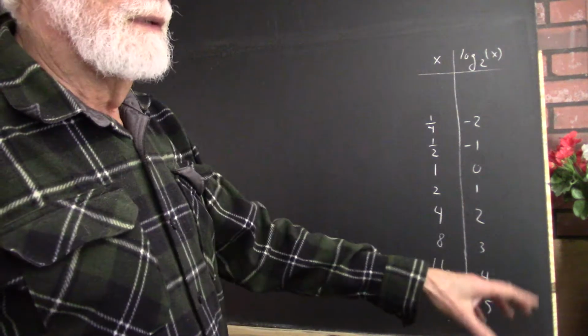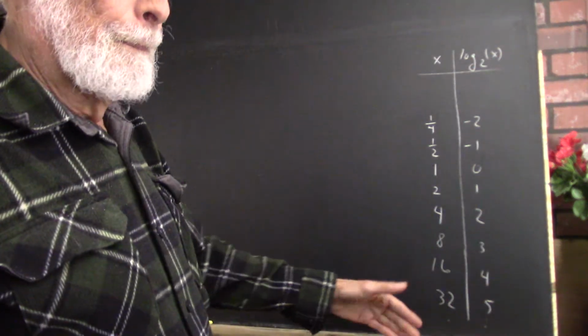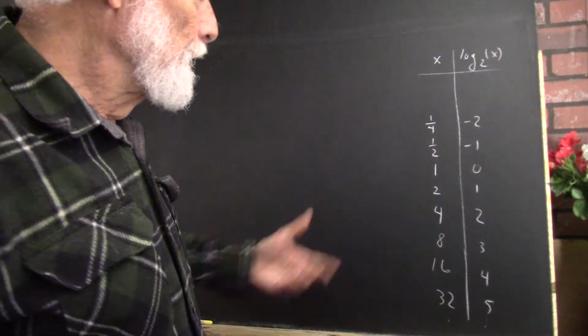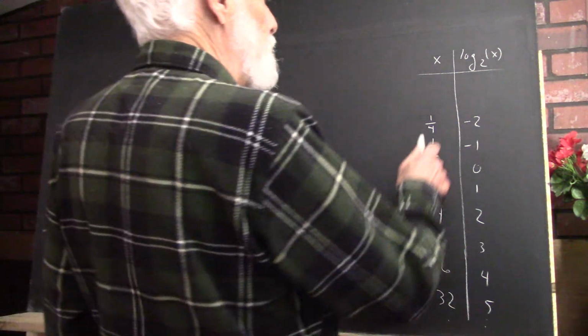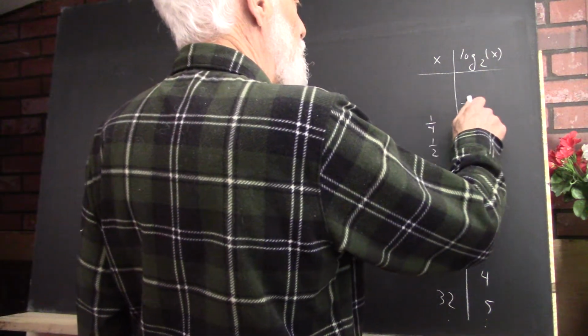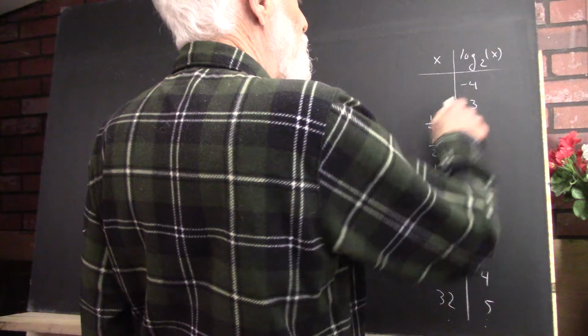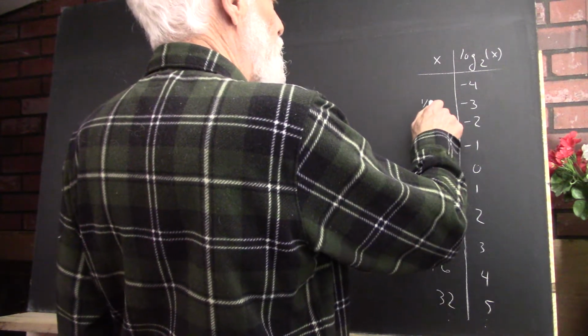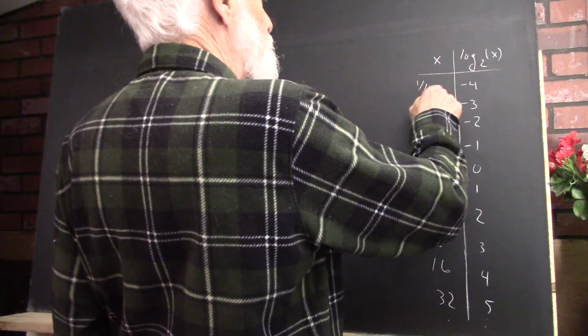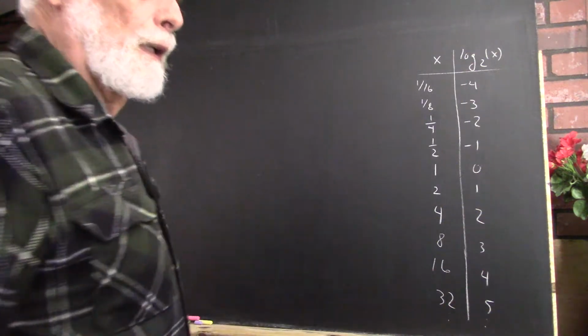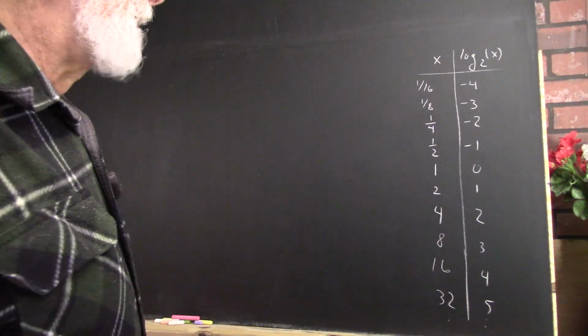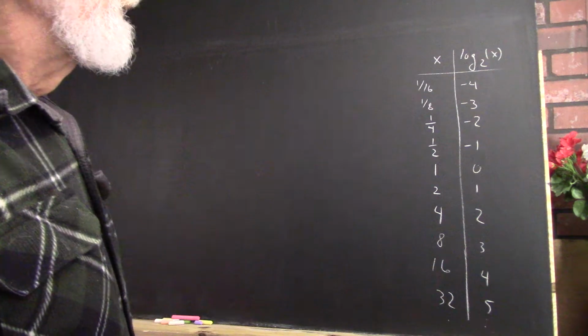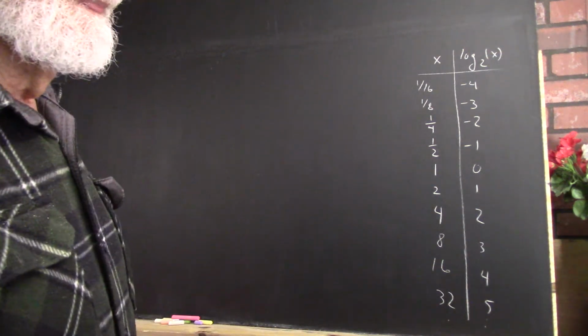And if we go to 20, we need to have 1,000,000 over here. That's fairly easy to see. And if we go in this direction, if we go to -3 and -4, we get 1/8, 1/16, and so forth on up the line. Okay, well, that's our base 2 logs.